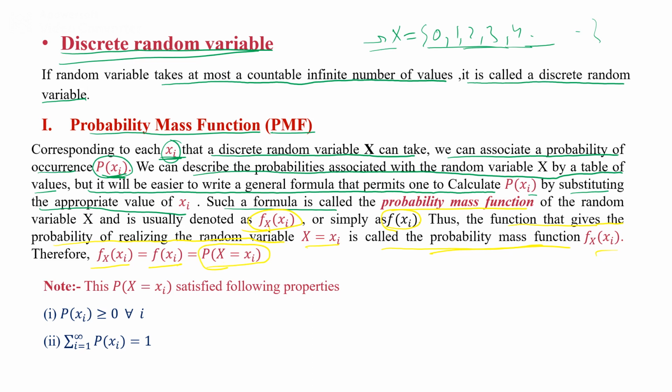In the first example I write P(X = 0), probability X is equal to 2. So what is this? This is a probability mass function. Here you have to remember, if P(X = x_i) is a probability mass function, then it should satisfy two properties: all probabilities are greater than or equal to 0, and if we add all the probabilities it should be 1. Means if we add all the probabilities p1, p2, p3, the summation is 1.